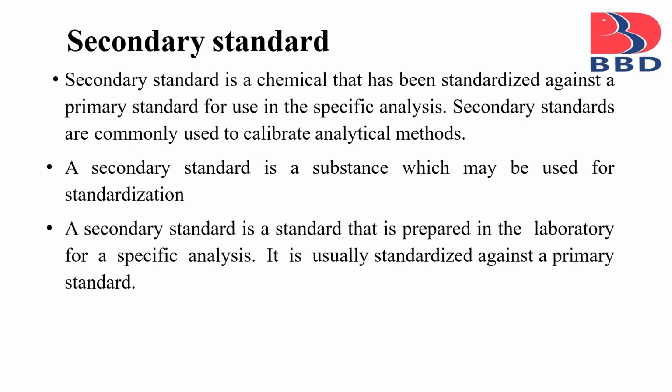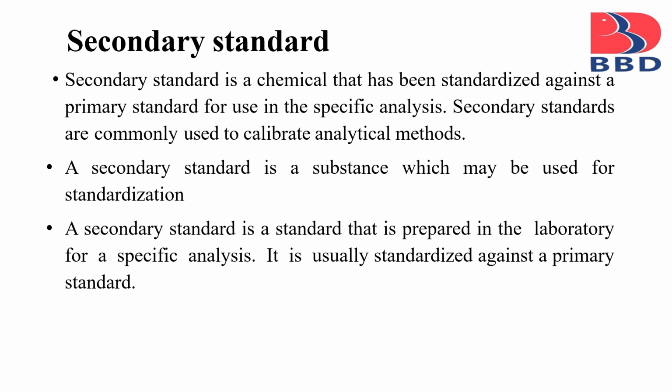Secondary standard is a chemical that has been standardized against a primary standard for use in the specific analysis. Secondary standards are commonly used to calibrate analytical methods. A secondary standard is a substance which may be used for standardization. It is a standard that is prepared in the laboratory for a specific analysis. It is usually standardized against a primary standard.